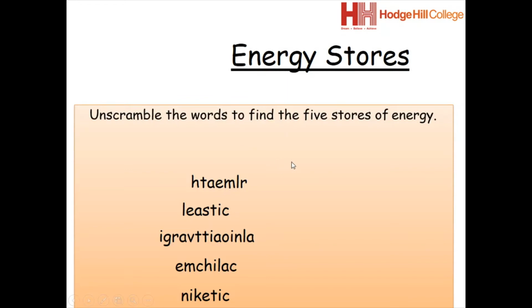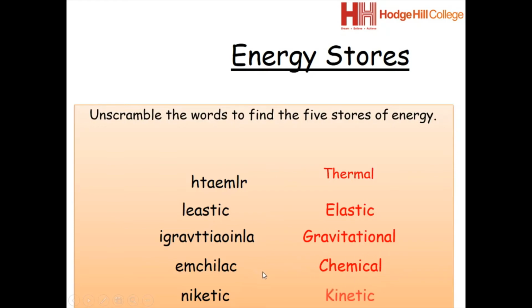Okay, so the first energy store is thermal energy. The next one is elastic. Think of elastic bands. Thermal is like heat or cold energy, temperature. Gravitational, this is things that are above the ground. Chemical, these things, chemical reactions. Kinetic, things that are moving.